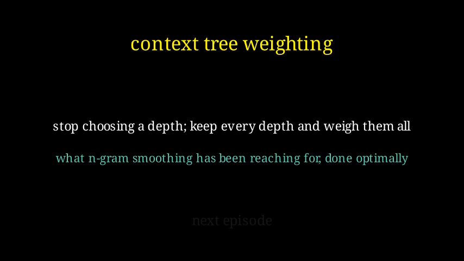Back in episode 1, we teased tree sources, contexts that stop at their own depth. The method that makes them practical is context tree weighting. And it does exactly this. It averages over all context depths and learns the right blend, per context, with provable guarantees. It is what n-gram smoothing has been clumsily reaching for all along, done optimally. Stop choosing a depth and start weighing them all.